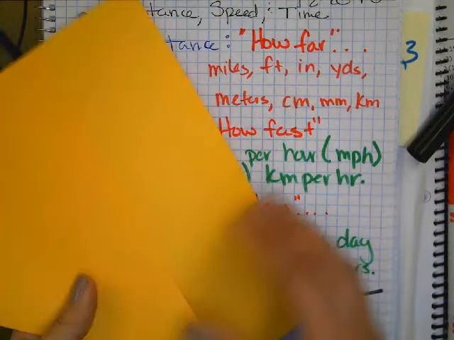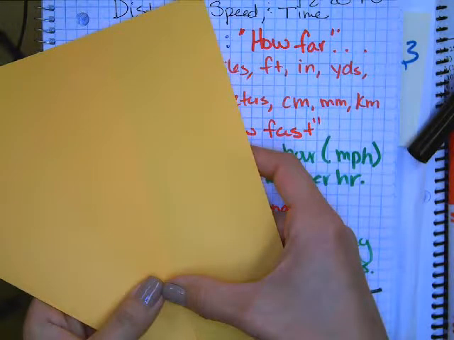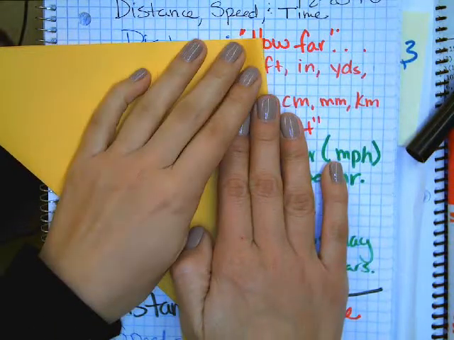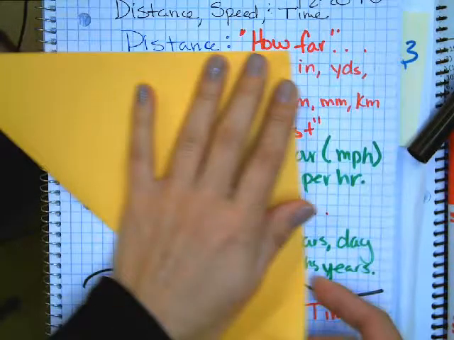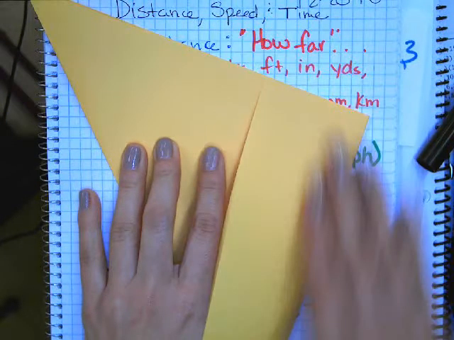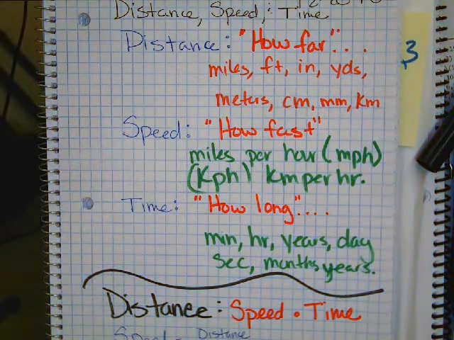Now, this extra piece right here, this extra rectangle, we're going to fold it up. So this extra little piece of rectangle, you're going to fold it up. So you end up with something that looks like this.